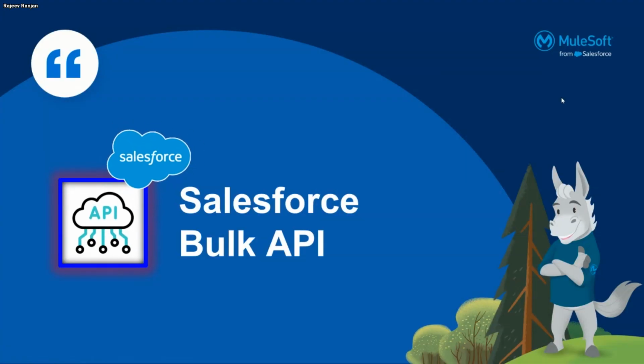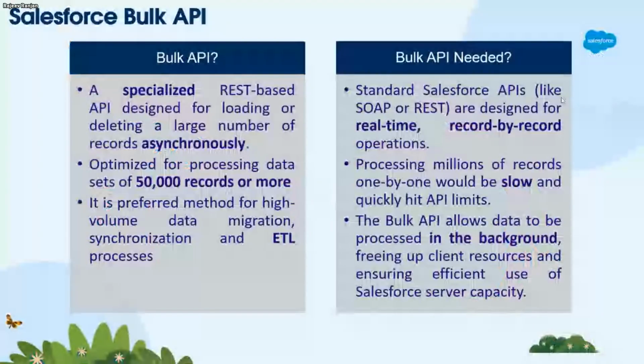Okay, so these are the standard versus bulk. Now we are going into the Salesforce Bulk API. So first of all, what is the Bulk API? It is a specialized version of the REST-based API design, where the data follows integration patterns asynchronously, and it is a good fit for handling a large number of records.